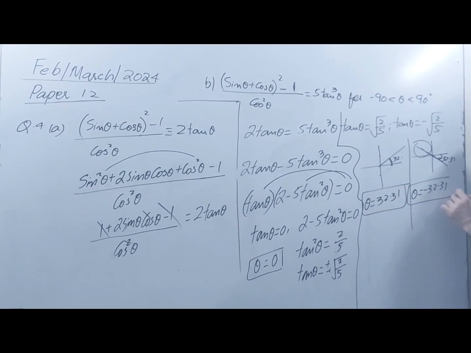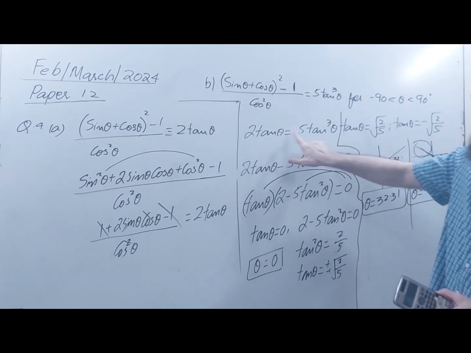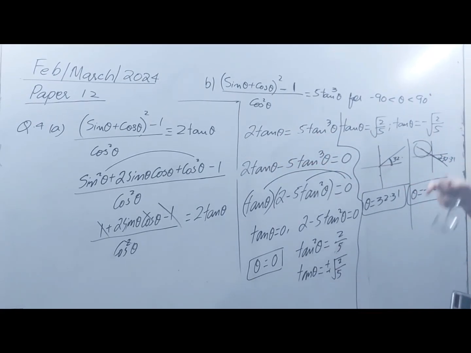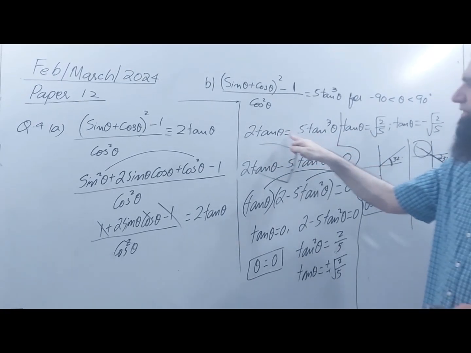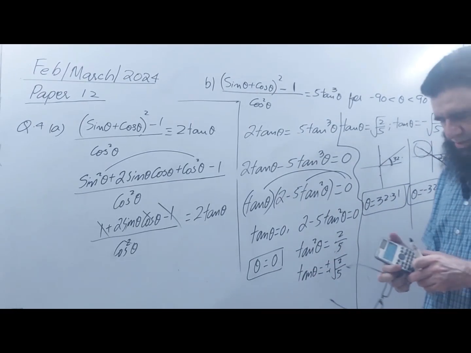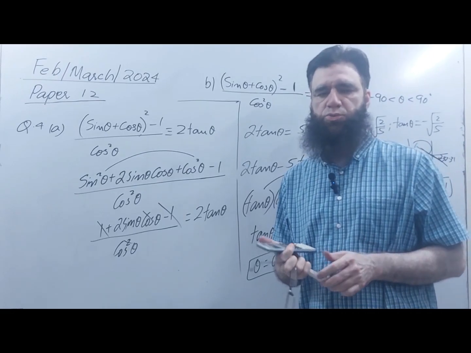And these are the two answers we are looking for. In fact, these are the three answers we are looking for. One answer is theta equals 0. If you put theta equals 0 here, this equation will be satisfied. Similarly, if you put these angles, again this equation will be satisfied. So there are three answers to it. I hope the point is clear. We move to the next question.